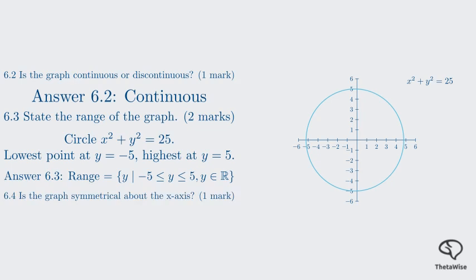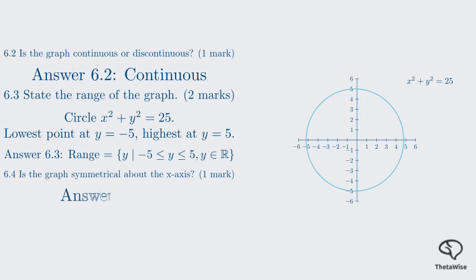Finally, part 6.4 asks, is the graph symmetrical about the x-axis? Let's think about folding the graph. If we fold our circle perfectly along the x-axis, the top half would lie exactly on top of the bottom half. The shape is identical on both sides of the axis. This means, yes, the graph is symmetrical about the x-axis, and in fact, it's also symmetrical about the y-axis and even the origin, but the question only asked about the x-axis.